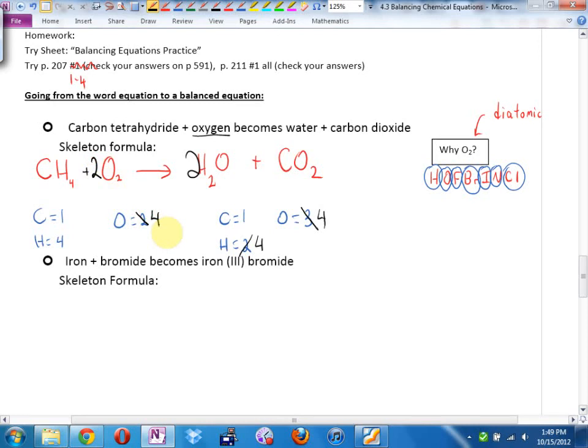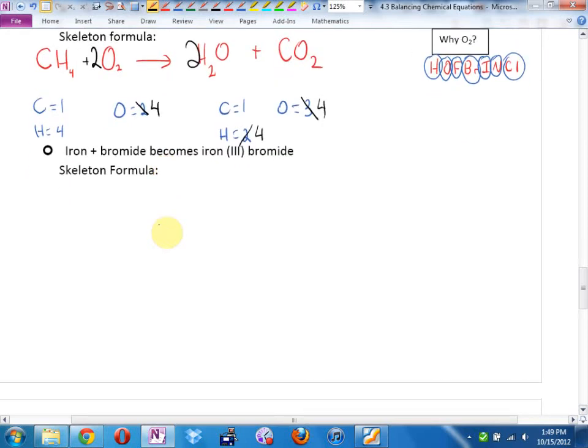Now, stand back, zoom out. How many carbons on the left? 1. How many carbons on the right? 1. How many oxygens on the left? 4. How many oxygens on the right? 4. How many hydrogens on the left? 4. How many hydrogens on the right? 4. Are we balanced? Yes. We're done. So the actual equation: CH4 plus 2 O2s turns into 2 H2Os plus 1 CO2. Am I going to write the ones? No. But we are now balanced. Let's try another one.